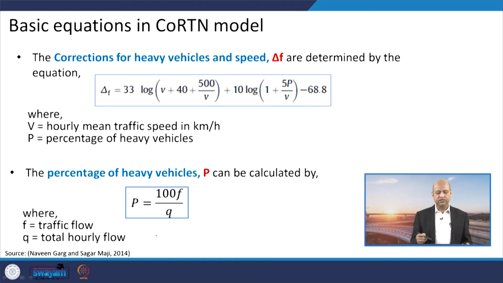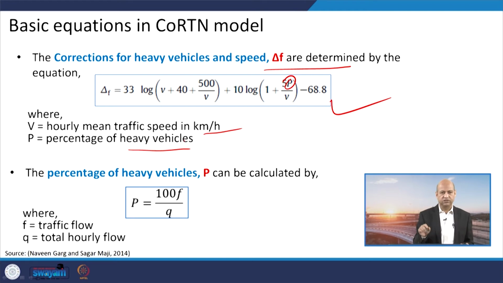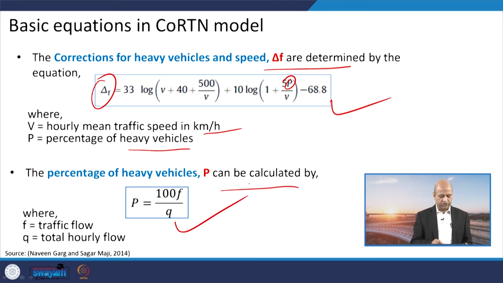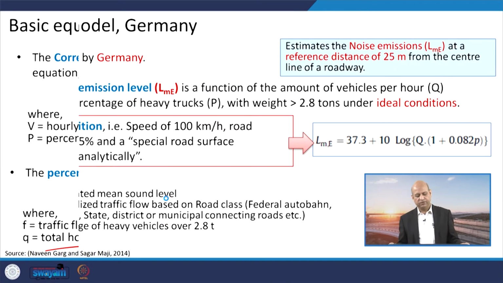Okay. Then corrections for heavy vehicles and speed. So, delta f is calculated by this particular relationship, right. So, here this V is hourly mean traffic speed in kilometer per hour, P is basically the percentage of heavy vehicles. So, that is to be known for calculation purpose of delta f, and then percentage heavy vehicles P can be calculated by this particular equation, where Q is total hourly flow and F is flow at particular time period.